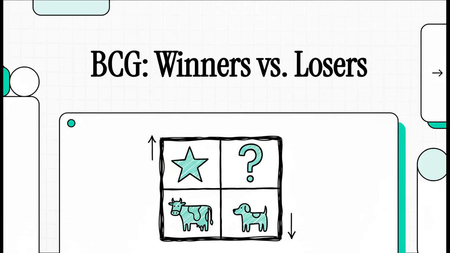All right, today we're going to break down one of the most famous strategy frameworks of all time, the BCG Matrix. It's a classic for a reason, designed to answer a really simple but critical question for any business. Where should you put your money? How do you sort your winners from your losers?